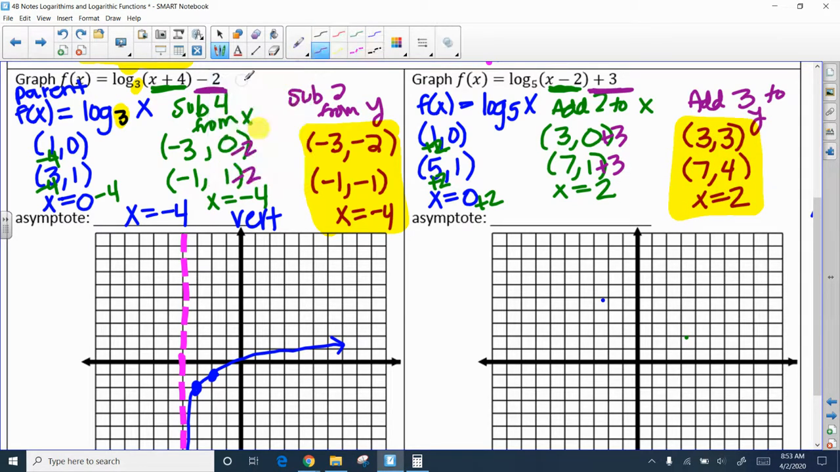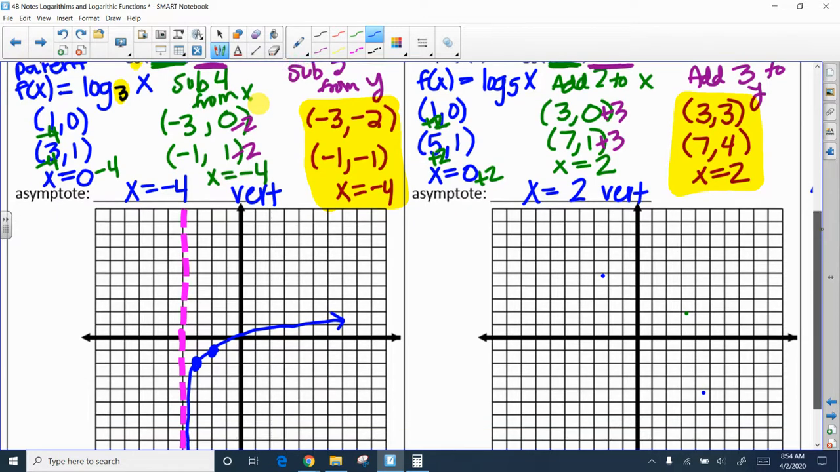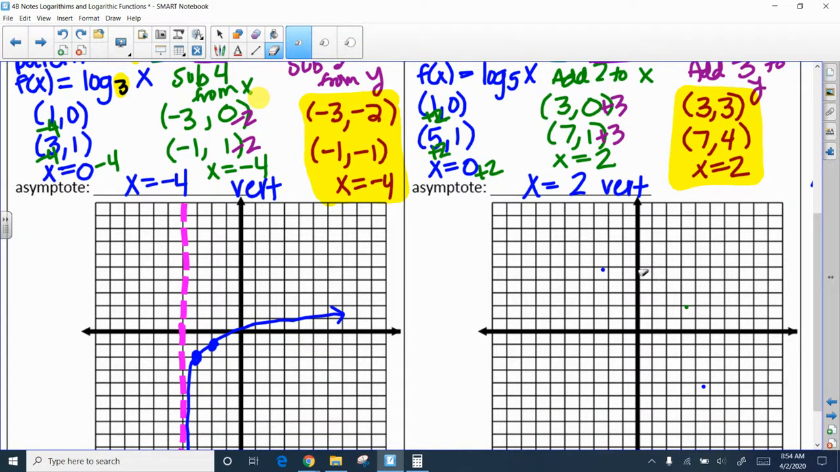So my final asymptote is x equals 2. And remember, that is a vertical line. The most common mistake is people draw it in as a horizontal line. So make sure on logarithmic functions, we are going to x equals 2, and then we're drawing in a vertical line. Okay, so there's our vertical asymptote.